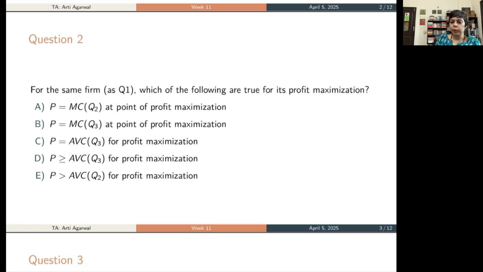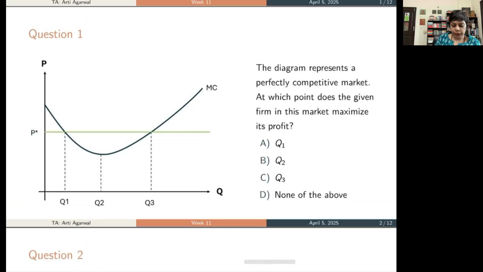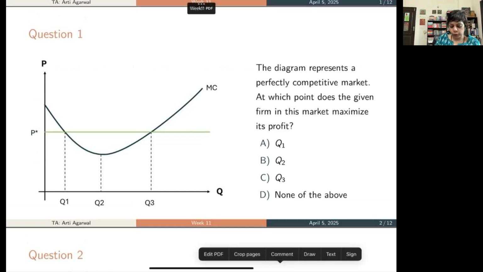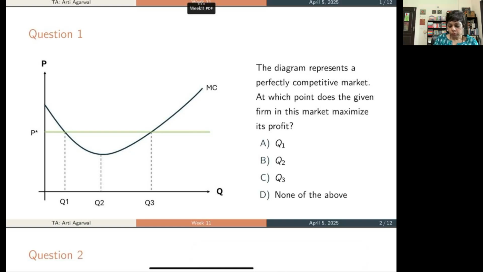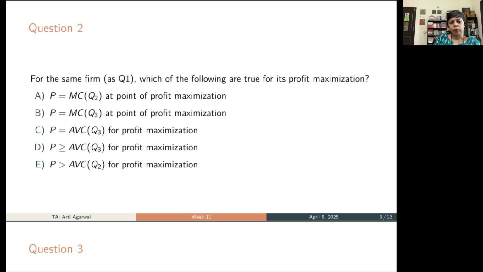P is equal to marginal cost at Q3 because it is operating at Q3, right? So this relation will hold. P star, or P, is equal to marginal cost at Q3. So option B is correct. Then it's asking, P is equal to average variable cost at Q3 for profit maximization. And the next is P is greater than or equal to average variable cost at Q3. And the last is P is greater than average variable cost at Q2 for profit maximization.